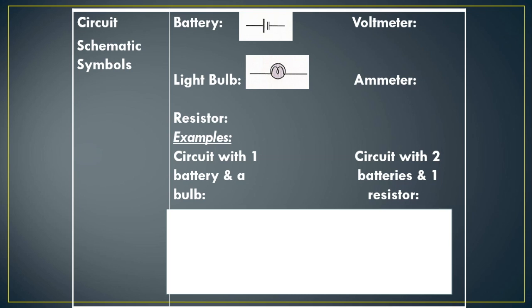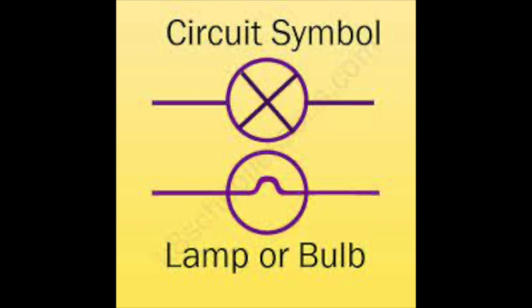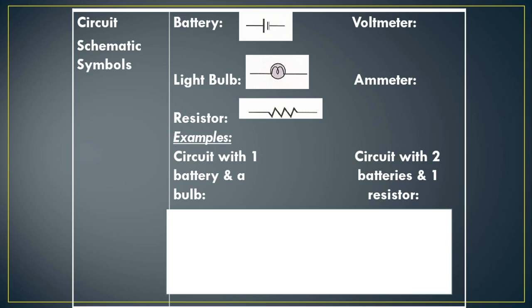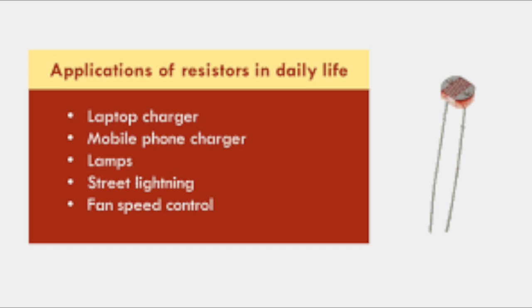Next, we have a light bulb, and a light bulb just kind of looks like a circle with a squiggly inside. The next one we have is a resistor, and a resistor is just kind of like a lightning bolt. It's alright if you just want to use the resistor symbol for a light bulb, because a light bulb is a resistor. But the reason it has its own symbol is because it's a very common household appliance that everybody has and everybody uses, so it has its own symbol. A light bulb is a resistor. A resistor is really anything that uses up energy or requires energy.